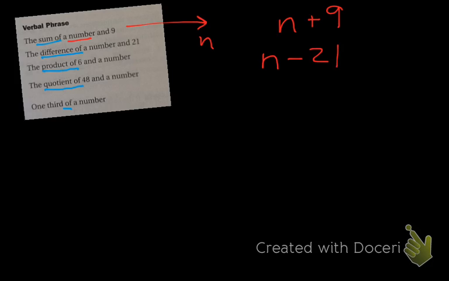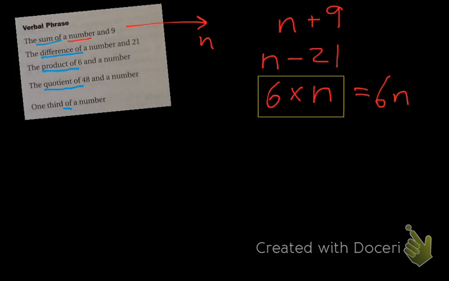So, difference of a number and 21. The product of 6 and a number. 6, and what is product? It's a multiplication problem, so 6 and a number. Now, typically, this expression right here is the same as or equal to 6n. So typically, you'll see it like that. Put 2 of them there. That's how you'll see it more often than the left side there.